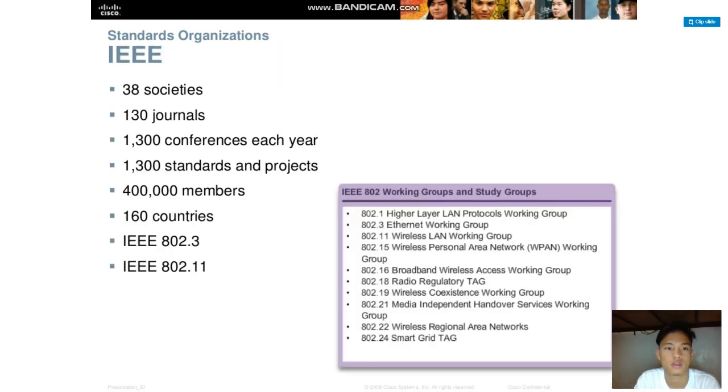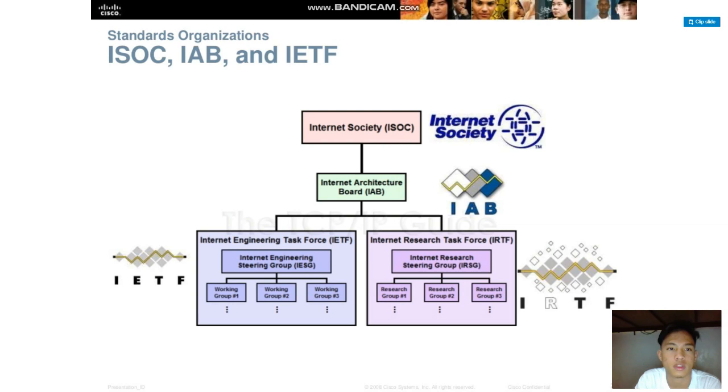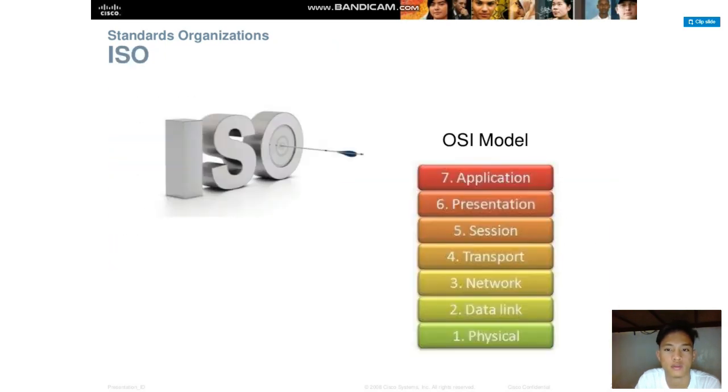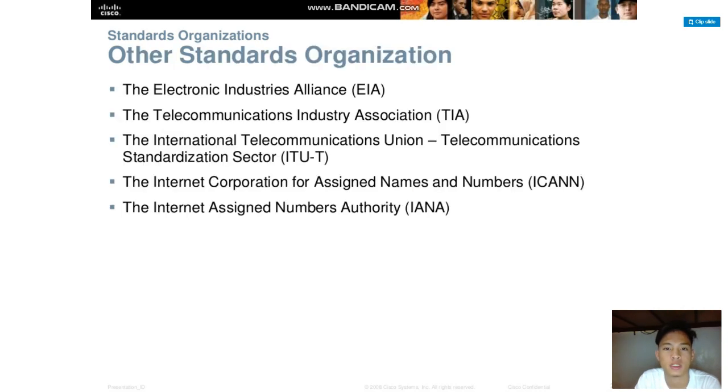So these are the following standards organizations for the ISO, for the IEEE. So these are the other standards organizations: the Electronic Industries Alliance, the Telecommunications Industry Association, the International Telecommunication Union Telecommunication Standardization Sector, the Internet Corporation for Assigned Names and Numbers, the Internet Assigned Numbers Authority.